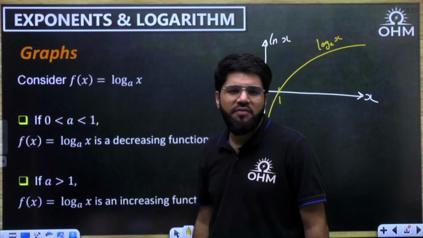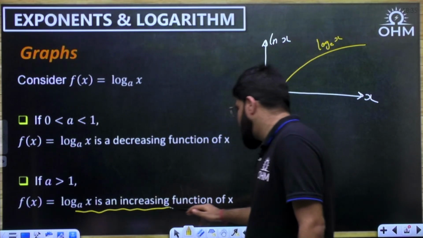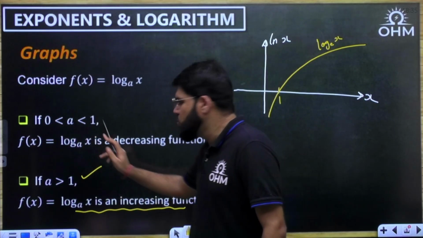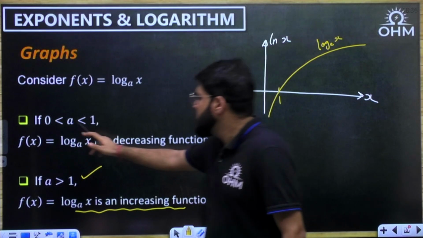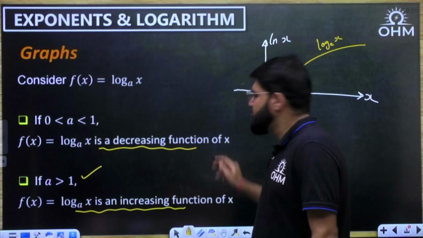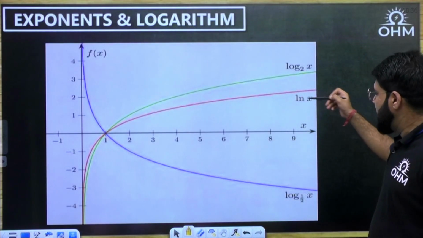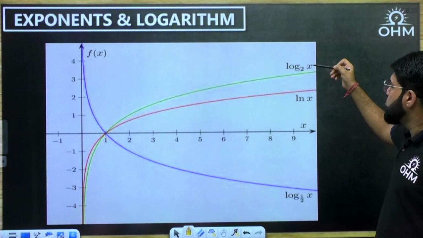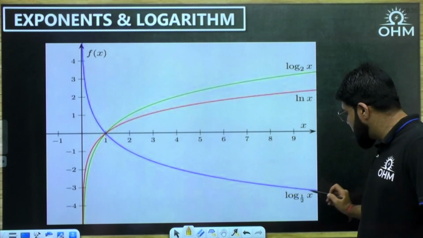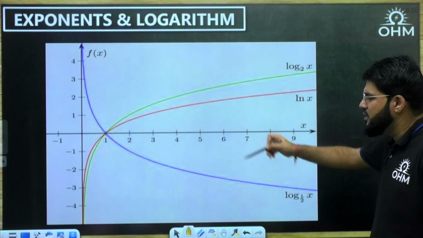So whenever you have any base which is greater than 1, log x is an increasing function. But if you have the base between 0 and 1, base can never be negative, right? So if you have the base between 0 and 1, then log x is a decreasing function. See, same graph I've taken here, log to the base 2. 2 is also greater than 1, so all these graphs are increasing. But if you take log x to the base half, it will be a decreasing function of x.